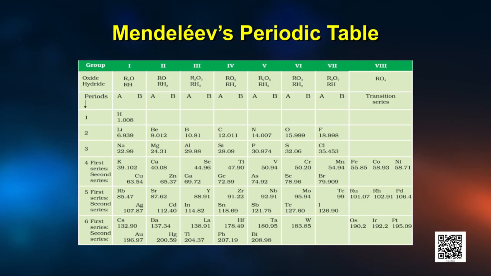Can you find more exceptions like this? Have a look at the table. That's right. It's tellurium and iodine. If you look at period 5 and group 6 and 7, it has an element tellurium, which has symbol Te and has higher atomic mass than iodine, but is placed before it. One of the strengths of Mendeleev's periodic table was that when these gases were discovered, they could be placed in a new group without disturbing the existing order.